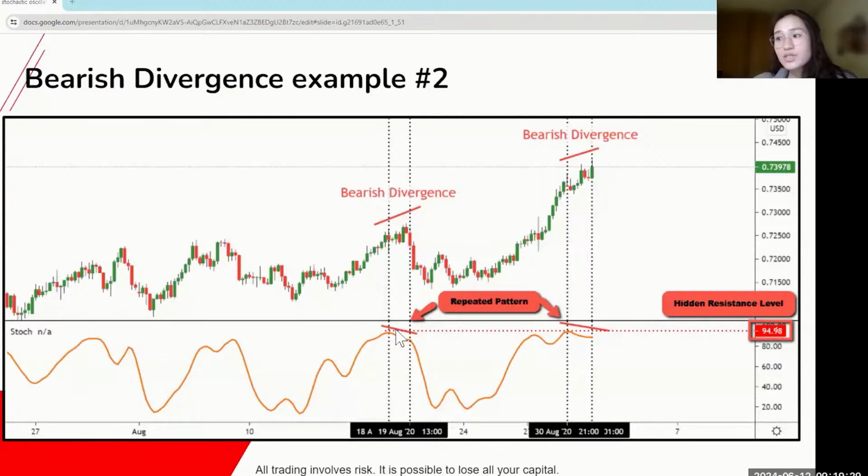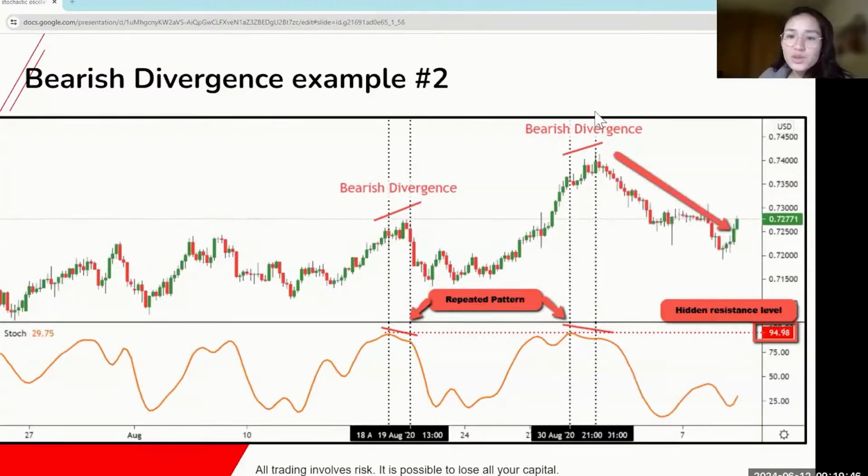There is also a hidden resistance level here. So you can see on our stochastic, these two peaks line up in this horizontal dotted line. Whereas on our price, you can see very clearly that price moved upwards, basically. So you can see price reversed very strongly after that bearish divergence. Yeah, and also after the hidden resistance.